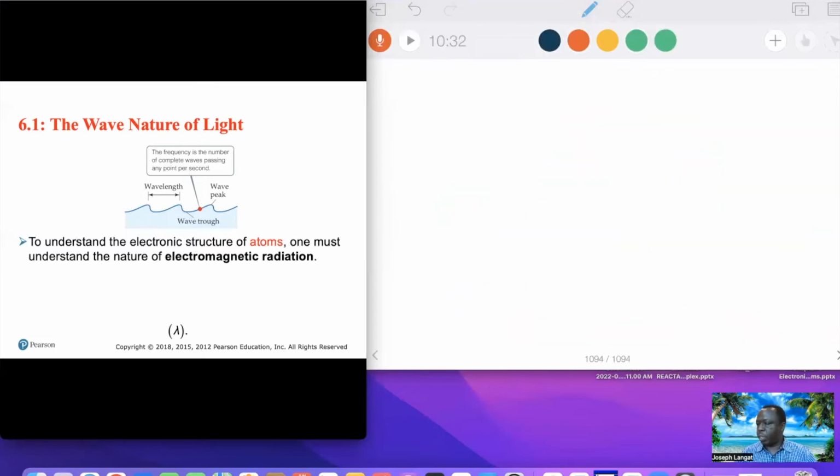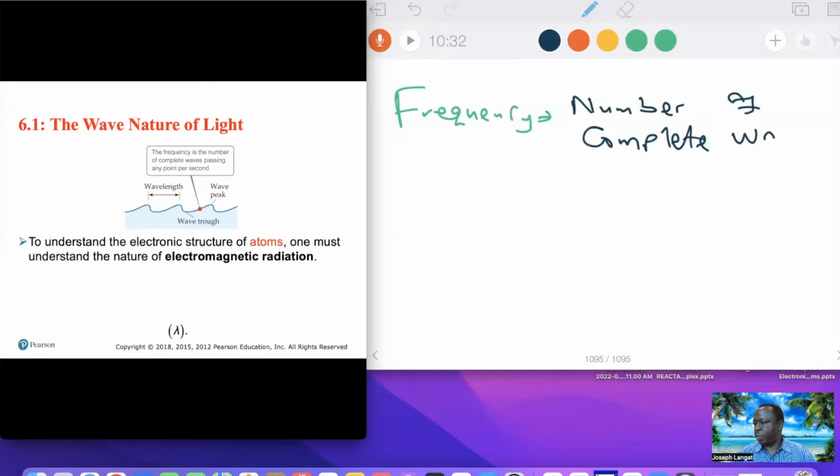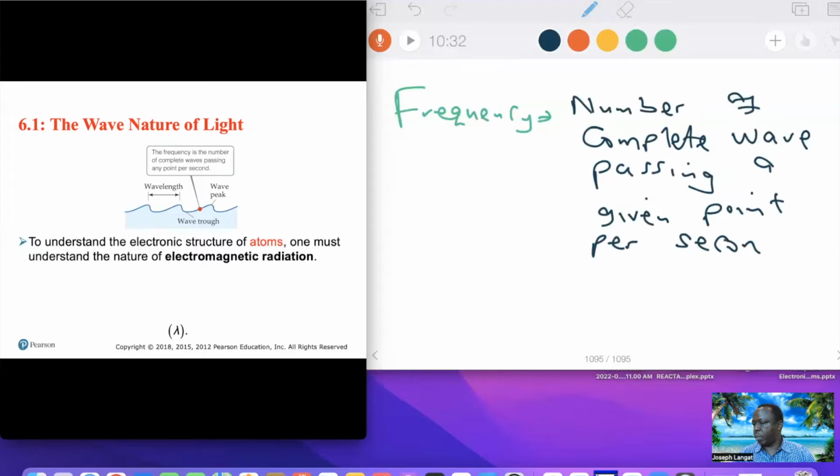called frequency. Frequency is simply a number of complete waves passing a given point per second. It's just the definition of frequency.